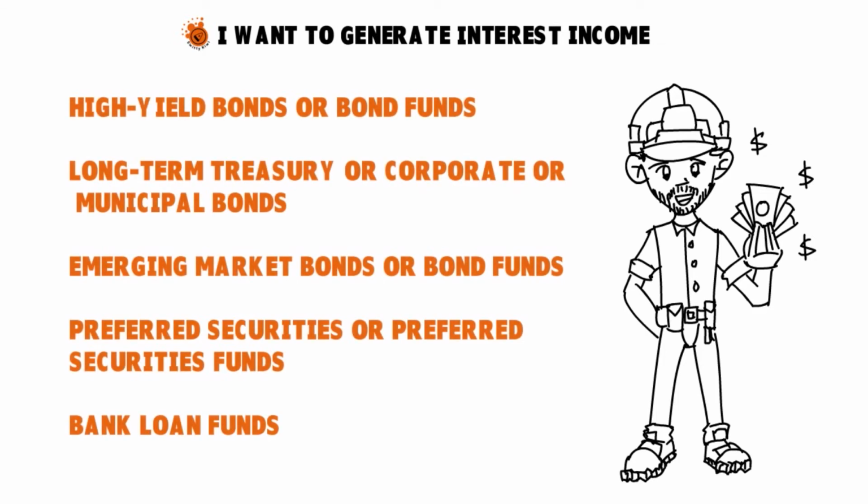So high yield bonds or bond funds, long-term treasury or corporate or municipal bonds, emerging market bonds or bond funds, preferred securities or preferred securities funds, bank loan funds. So all of these will provide some type of interest income to you, either on a semi-annual basis or annually, or sometimes even quarterly.